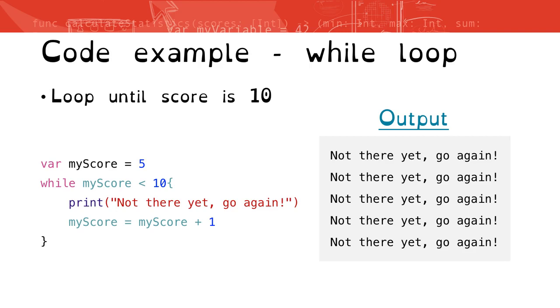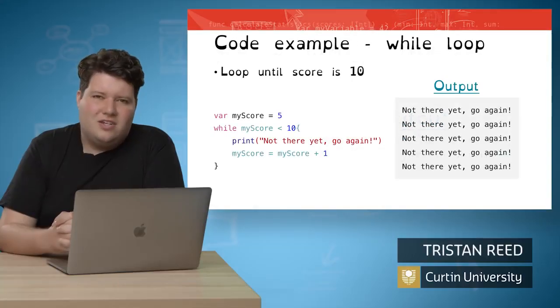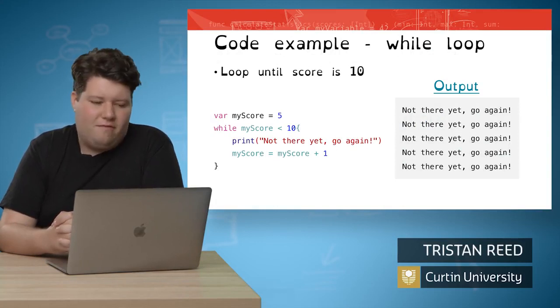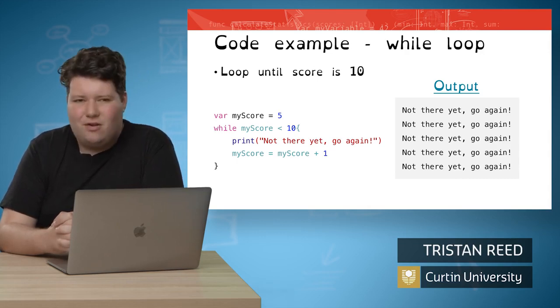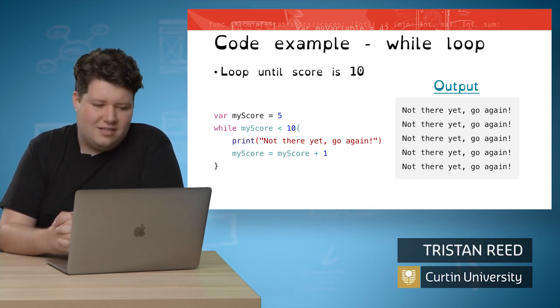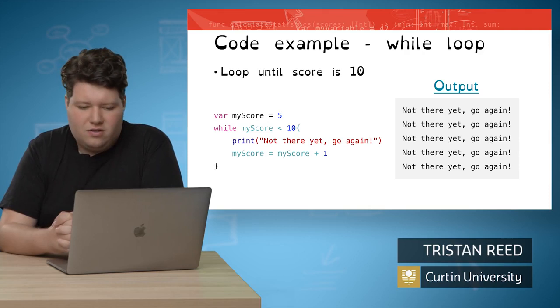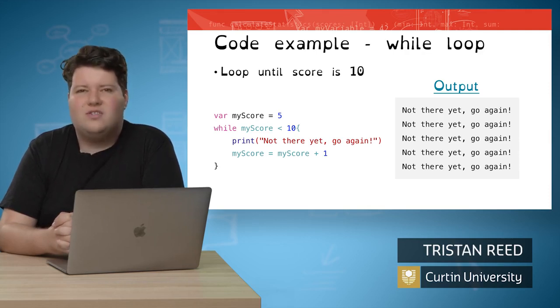Therefore, we've come to the end of the while loop and we go back to the start and check again. Is myScore less than 10? Well, it was 5 before, it's now 6. So we go back into the loop, we run it again, it's increased to 7, we've printed out not there yet, go again. We keep doing this and checking each time until we get to a situation where myScore is now equal to 10 after a few loops. When that's the case, we've compared myScore being equal to 10, which is not less than 10, so we skip the loop and continue to run the code afterwards. In this case, nothing, so we've finished running our code. Now, that's really all there is to while loops.